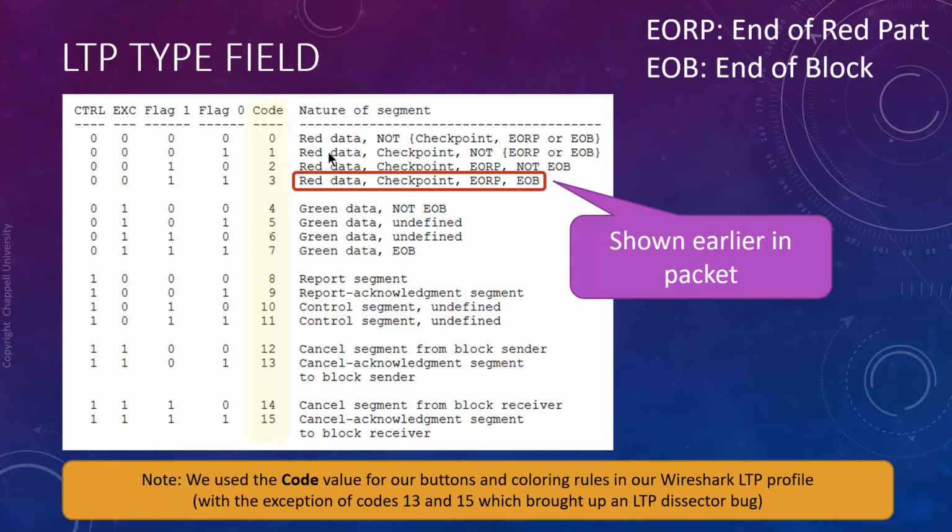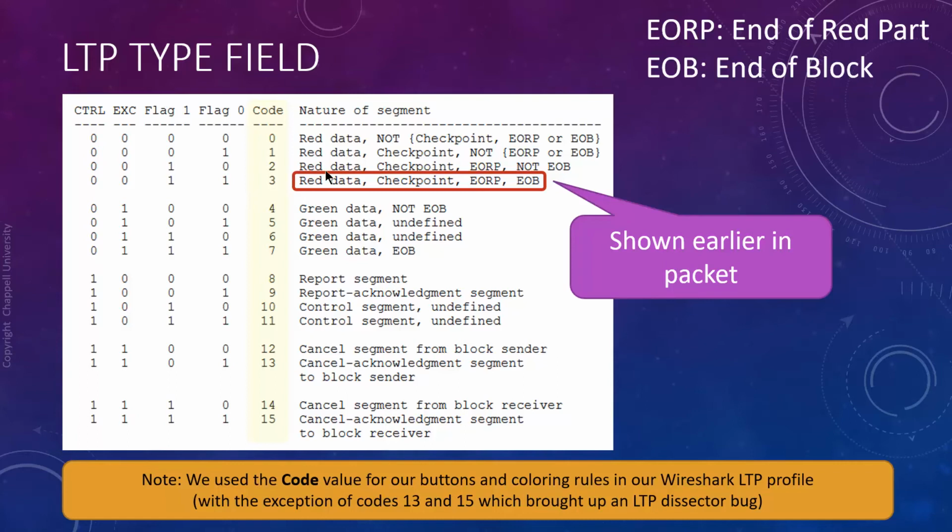And then we have one that is red data but a checkpoint, but it's not the end of the red part, and it's not the end of block. In other words, I just want to know, are you keeping up with what I'm sending to you? I need to get a report right now, see if you've received everything I've sent up to this point. So I will set the checkpoint, enable checkpoint.